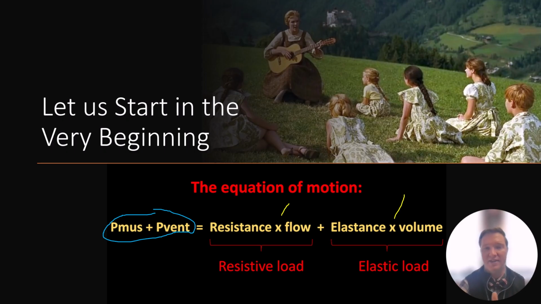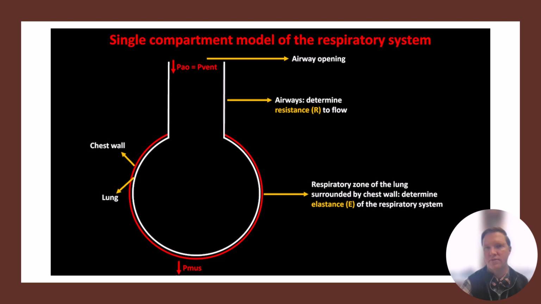So simply stated, the equation of motion is looking at how much resistance there is to push the breath in, as well as how hard it is to stretch the lungs. And if either of these are your patient's issues, then we need to work to help resolve those issues sooner than later. So this is a single compartment model of the respiratory system. So here we're looking at the airway opening up here at the very top. We're looking at the resistance to gas blowing in here, and that's what we're looking at here.